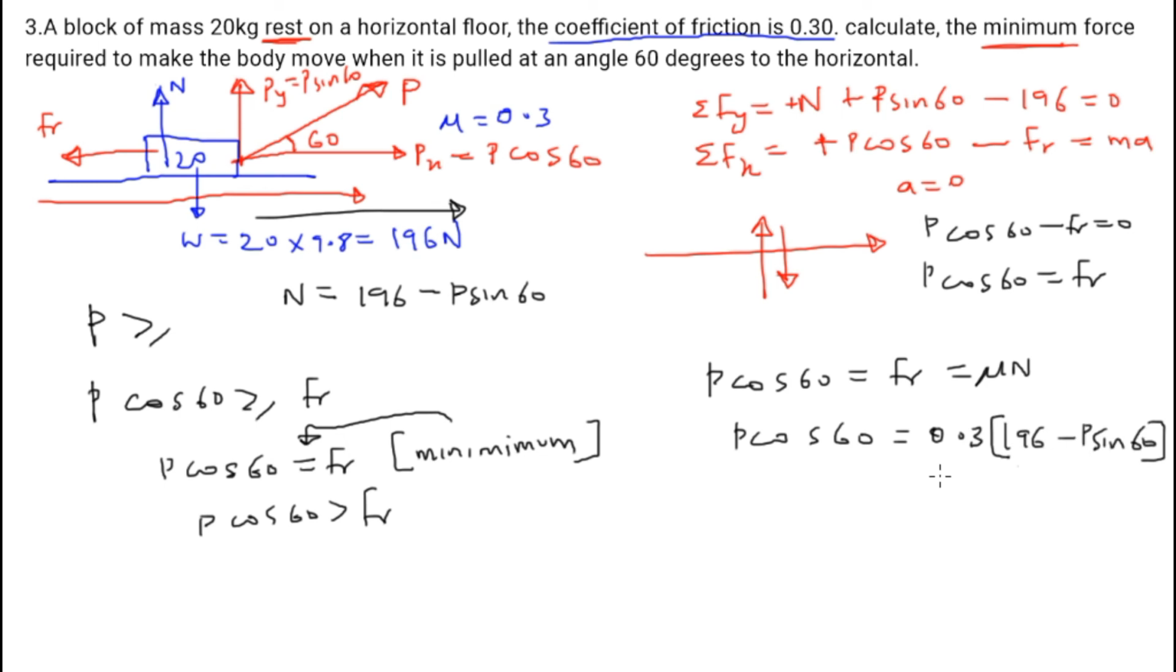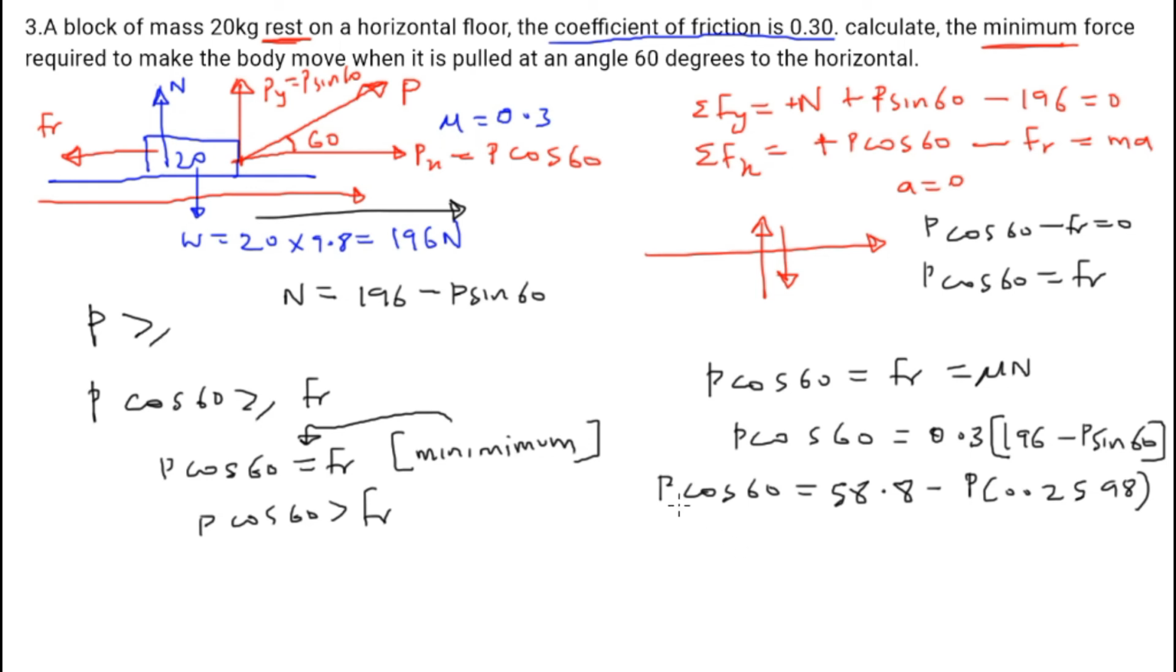Then I can close the bracket so that I will have P cosine of 60 degrees equal to 0.3 multiplied by 196, and that's equal to 58.8, minus sine 60, which is root 3 upon 2 multiplied by 0.3, and that's equal to 0.2598. Then I can close the bracket.